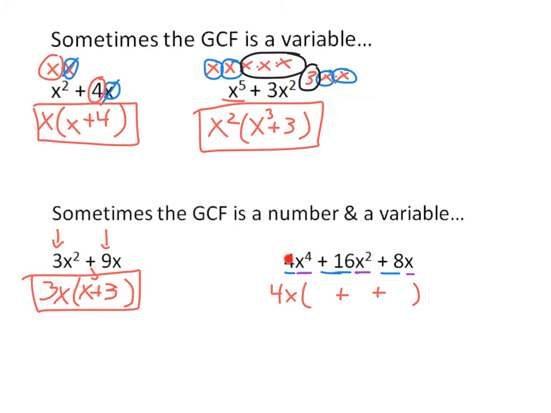If I factor the 4 out, and then I factor out an x from x to the 4th, I'm left with x to the 3rd. If I take 16 and factor out a 4, I'm left with 4. And then if I take x squared and factor out an x, I'm left with an x right here as well. And then lastly, if I have 8 and I factor out a 4, I'm left with 2 right here. And if I have an x and I factored that x out, I have no x's here.